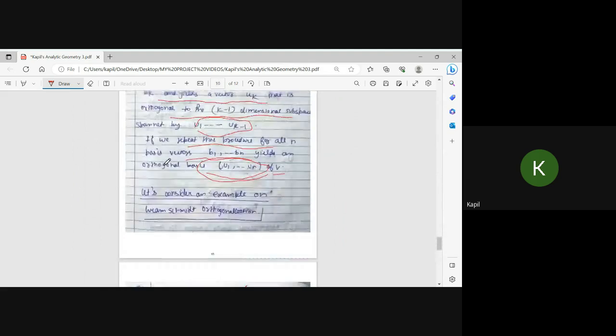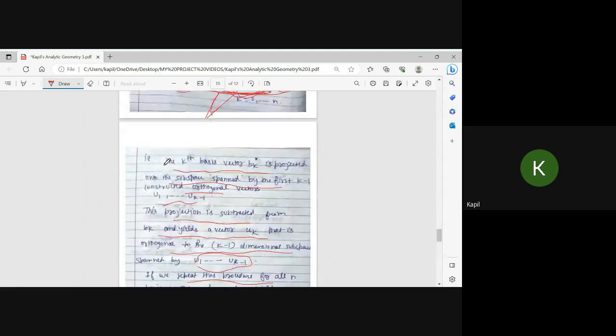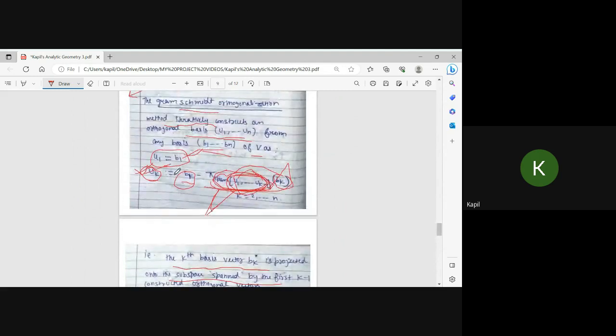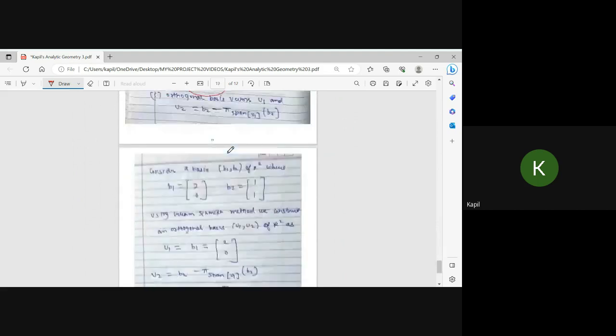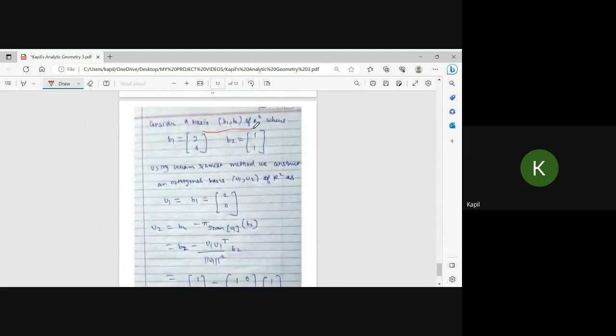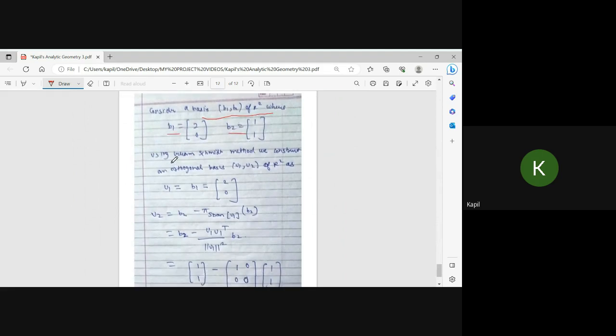In the same way, if we repeat this process of uk for k equal to 3, k equal to 4, up to k equal to n, we can generate the orthogonal basis from the vectors b1 to bn. In this example, a basis b1 and b2 is given. Using the Gram-Schmidt method, we construct an orthogonal basis, u1 and u2. As we know, u1 is equal to b1, so the first orthogonal vector u1 is found from b1.